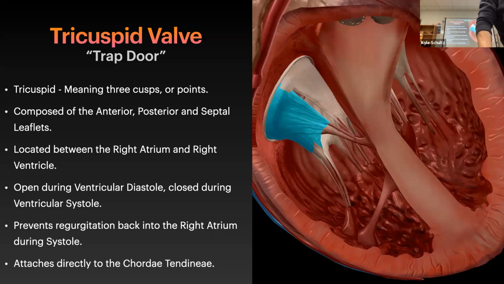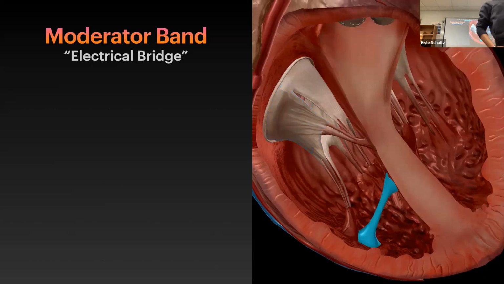It attaches directly to the chordae tendineae, which we're going to talk about here in a second. Next structure in the right ventricle is going to be the moderator band. How many people have even heard of the moderator band? Yeah, this is where anatomy and physiology classes typically fail you. A lot of times they'll just focus on the main structures and stuff you absolutely have to know. But when it comes to the smaller, more subtle microanatomy of the heart, there's a lot left out that I think is really fascinating on how the heart actually functions.